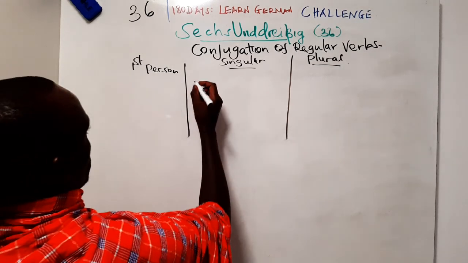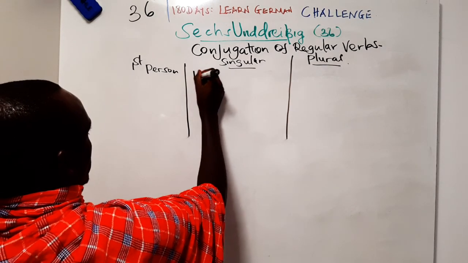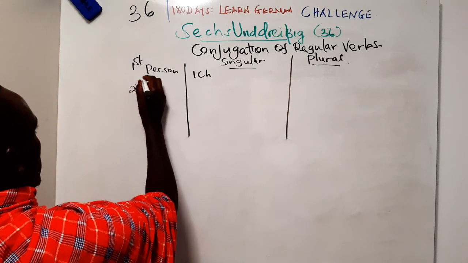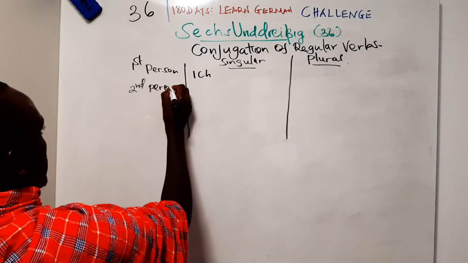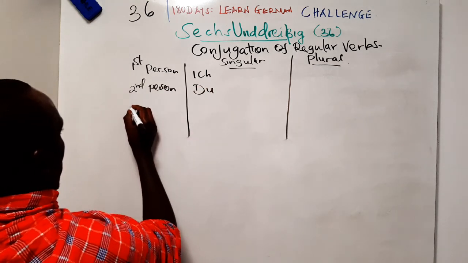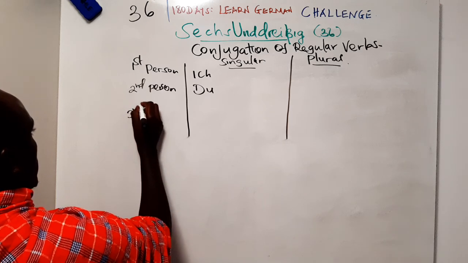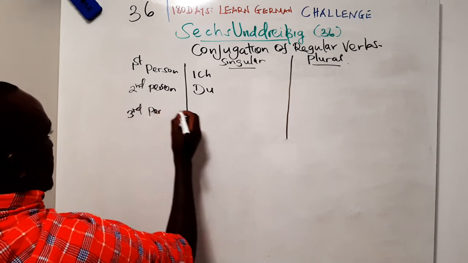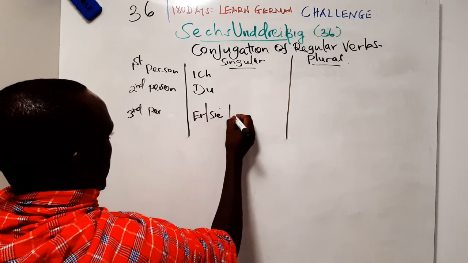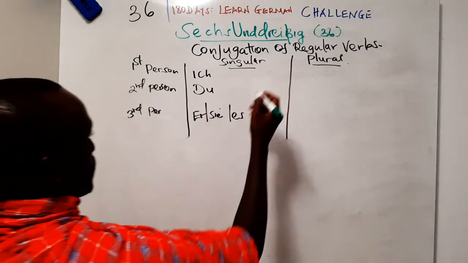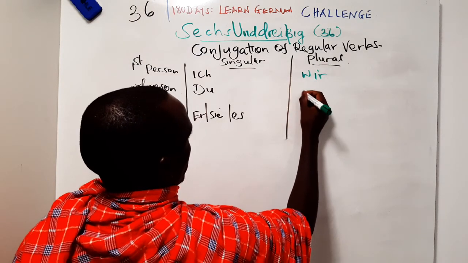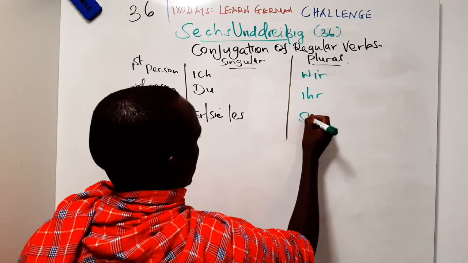So first person is ich, that is I. Second person is du. Third person is er, sie, es. So in plural, we have wir, ihr, sie.